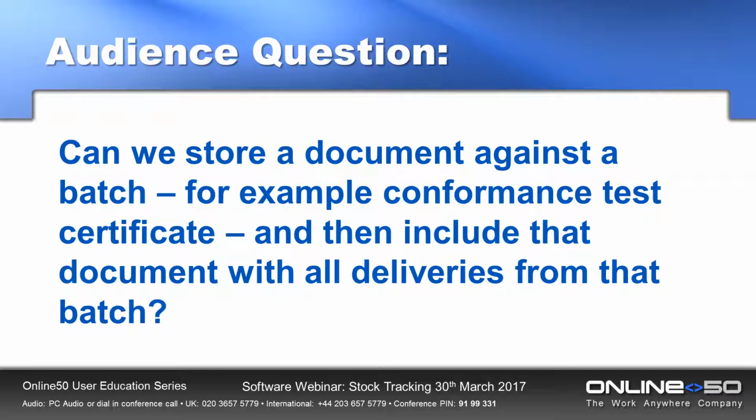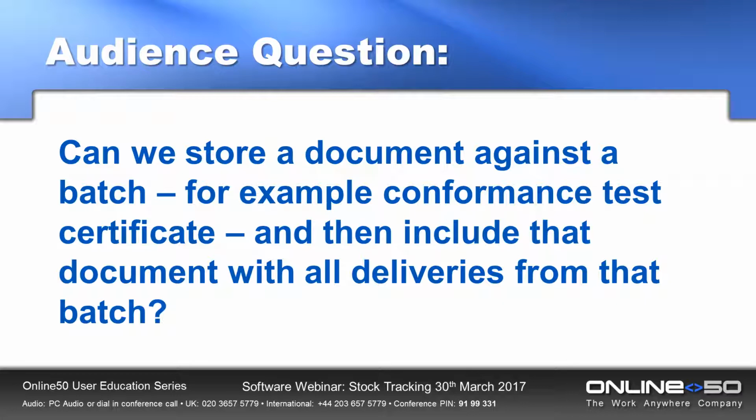Okay, so my understanding of that is we've got a batch where we've done some testing. So let's say this is the engineering industry. We've got to supply to customers. We've got to meet certain tolerances that they've given us. So we do conformance testing to show we've met those tolerances, and we want to send the certificate for the specific batches that we're supplying when we make deliveries from that batch. Chris, how do we do that?